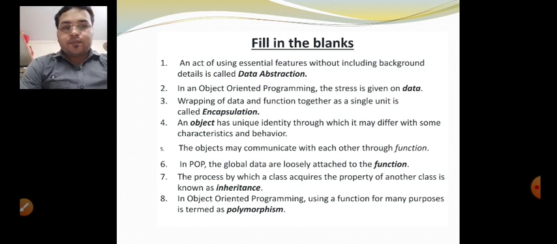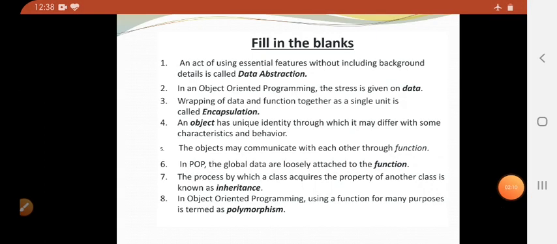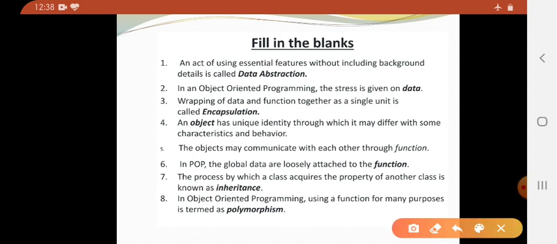Keep in mind. Next, in object oriented programming, the stress is given on data, not on function, because in object oriented programming the total stress is on data, but in procedure oriented programming the stress is on where? On function. Then after that, wrapping up of data and function together as a single unit is called encapsulation.